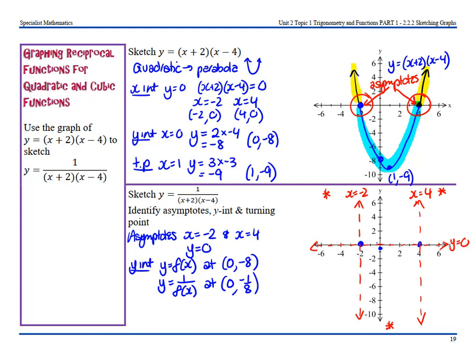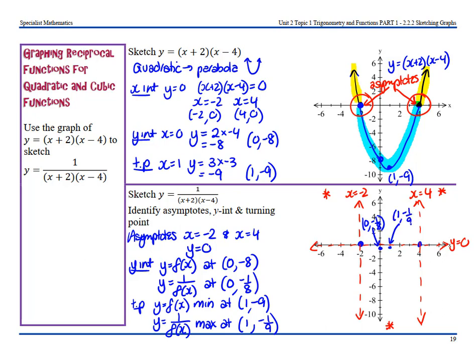About there. Our turning point of y equals f of x was a min at 1, negative 9. So for y equals 1 over f of x, it's going to be a max at 1, negative 1 over 9. So this is hard because these are very small values. So that's 1, negative 1 over 9.